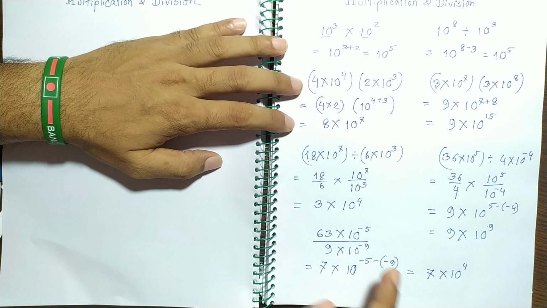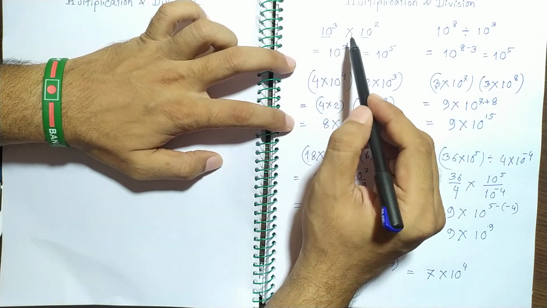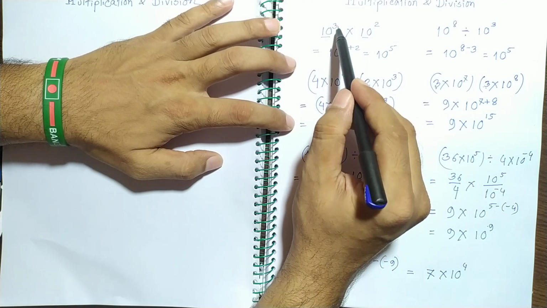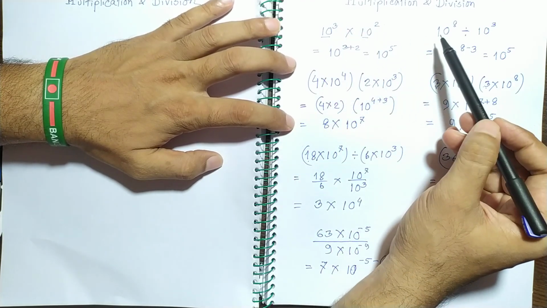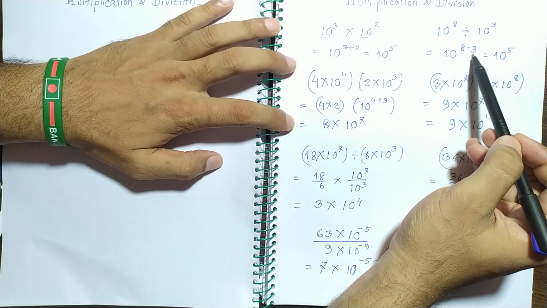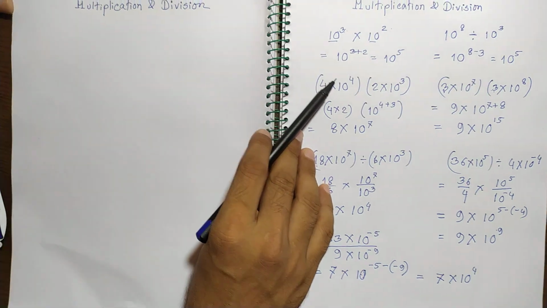So now you see how we did it. And just remember one thing: in case of multiplications, we just add the powers, or the exponents of 10. In case of divisions, we just subtract. So let's practice some more.